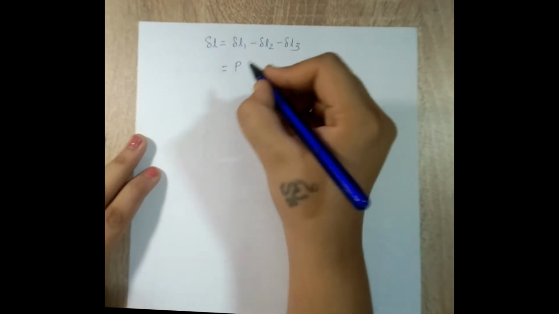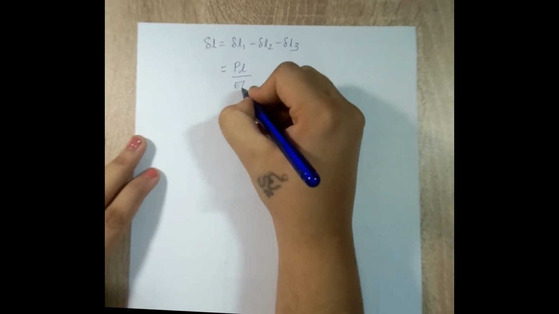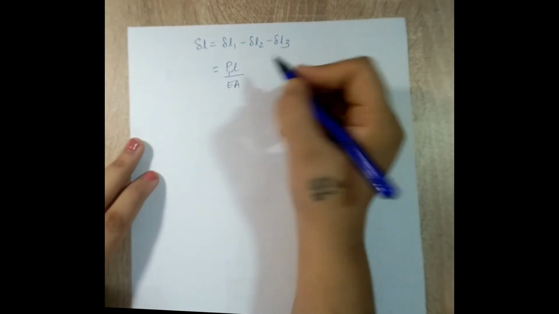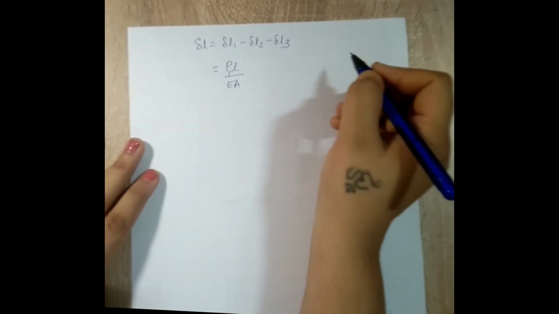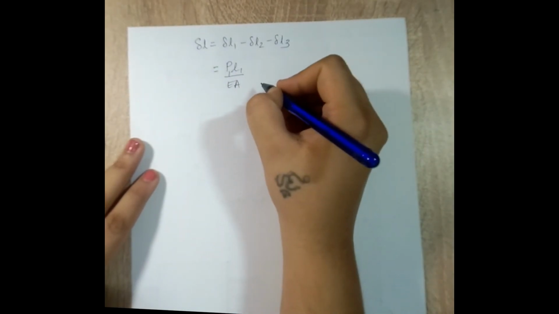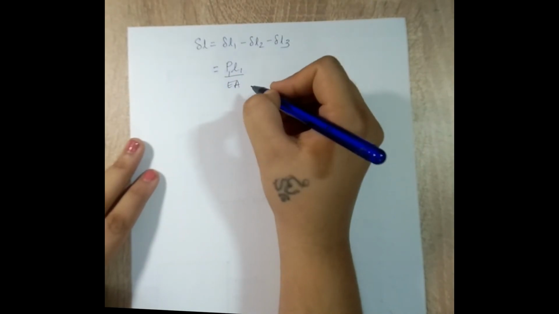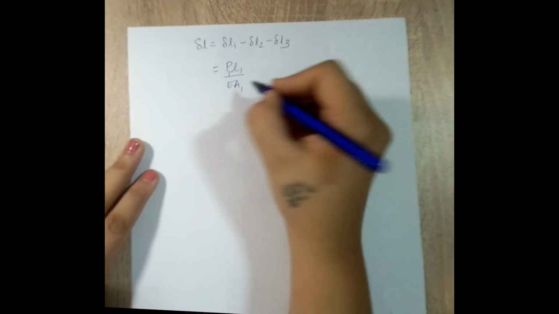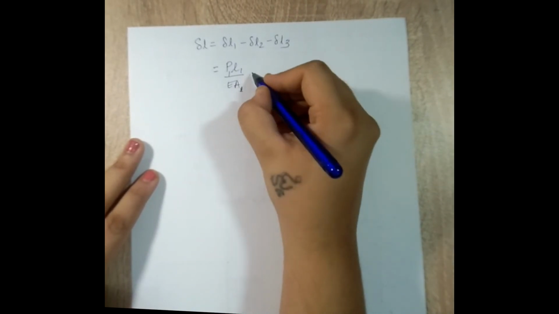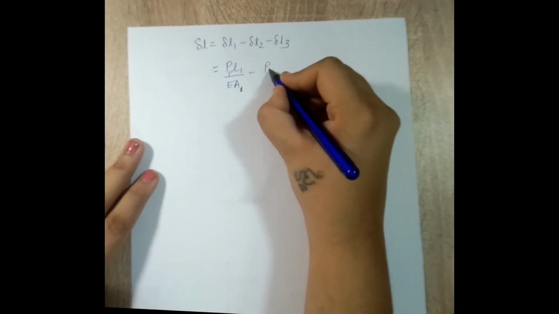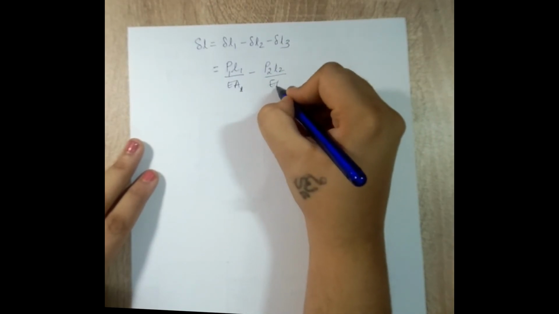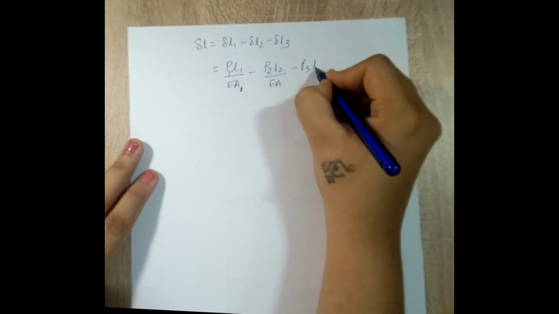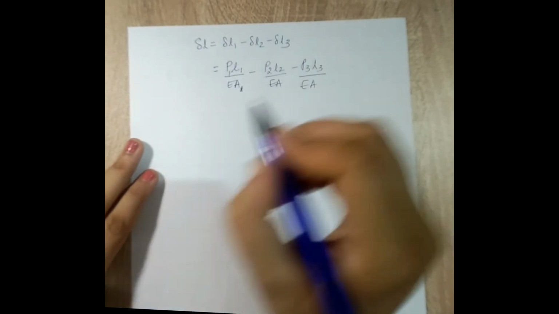For the first one, it is PL upon EA. P will be P1 because it is different for each bar. Length is again different, so L1. E is common for all of them, and area is also same for all of them. So here I'll write down minus P2 L2 upon EA minus P3 L3 upon EA.